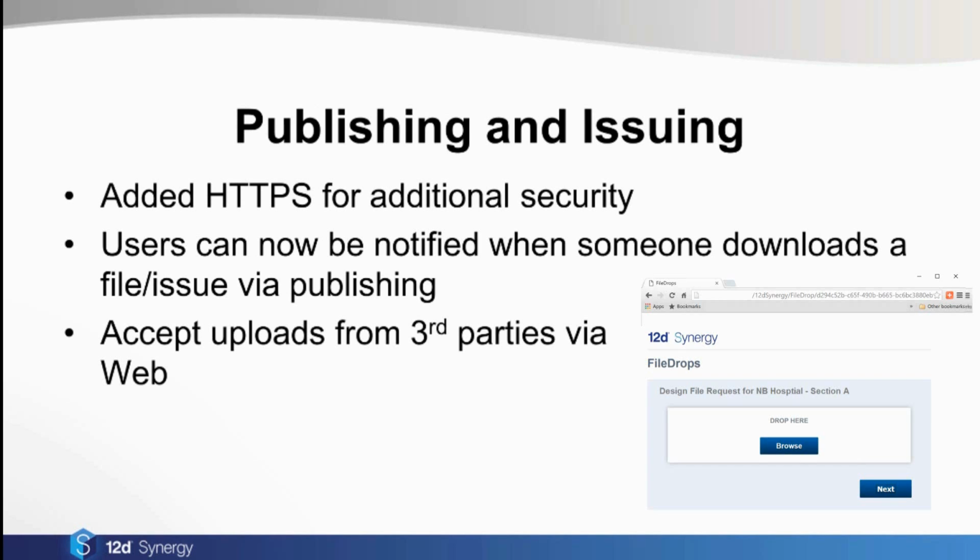Version 3.2, we introduced the idea of a web drop, which is kind of like reverse publishing. Essentially, you select an area in Synergy that you want the files to go. You then send the client a web link. They go onto the website, drag and drop some files in, fill out the attribute information that you've requested, and then hit send, and it'll actually send those files back into the system. So we've now got a way to send and receive data from clients who may not have 12D Synergy.